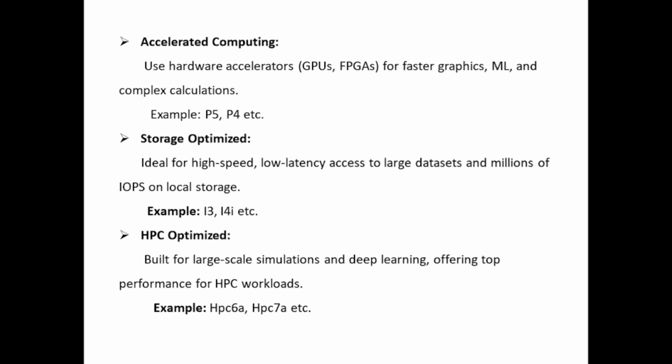HPC instances are perfect for scientific research and engineering applications. For example, HPC 6A and HPC 7A are some of the common examples of HPC optimized instances. So if we are running simulations for space research or using machine learning to process huge data sets, we want to use these specialized instances to ensure fast performance and efficiency.